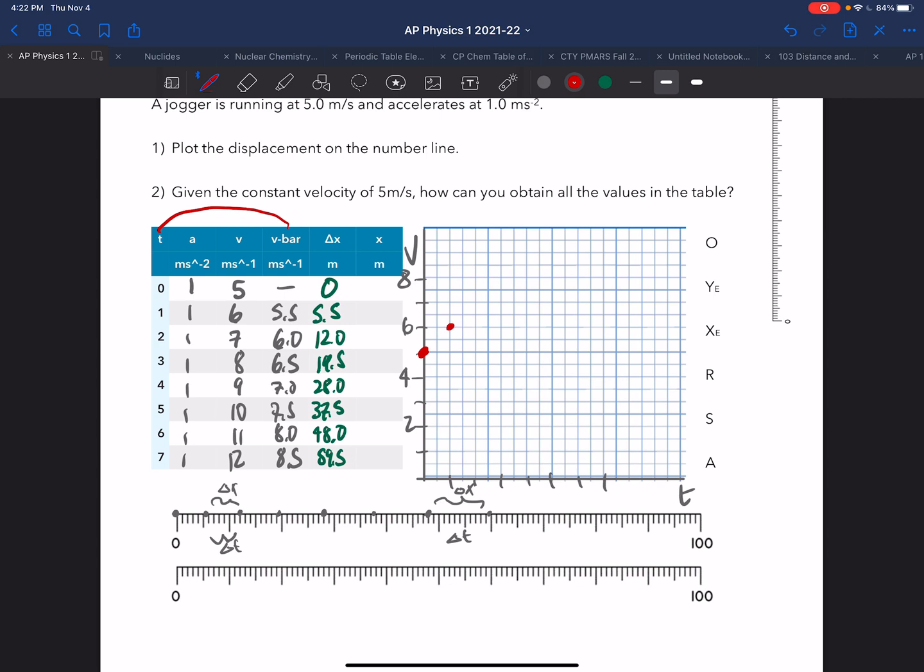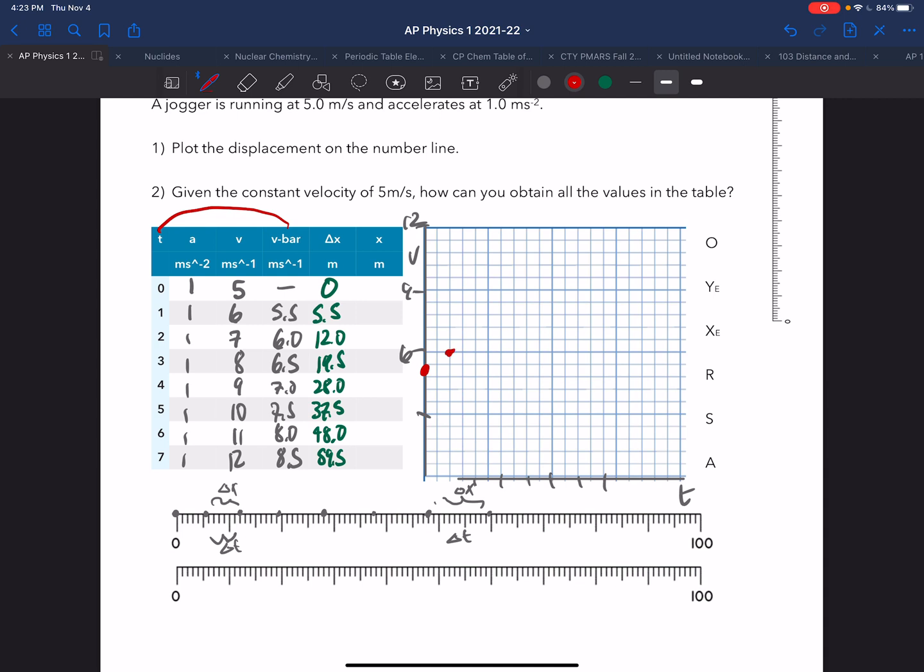Oh, I scaled this incorrectly, didn't I? I looked at the average velocities instead of the instantaneous velocity, which is what we needed. So 3, 6, 9, 12, and there's our v. So at time 0, we have a velocity of 5, about there. And then at time 1, we have a velocity of 6.